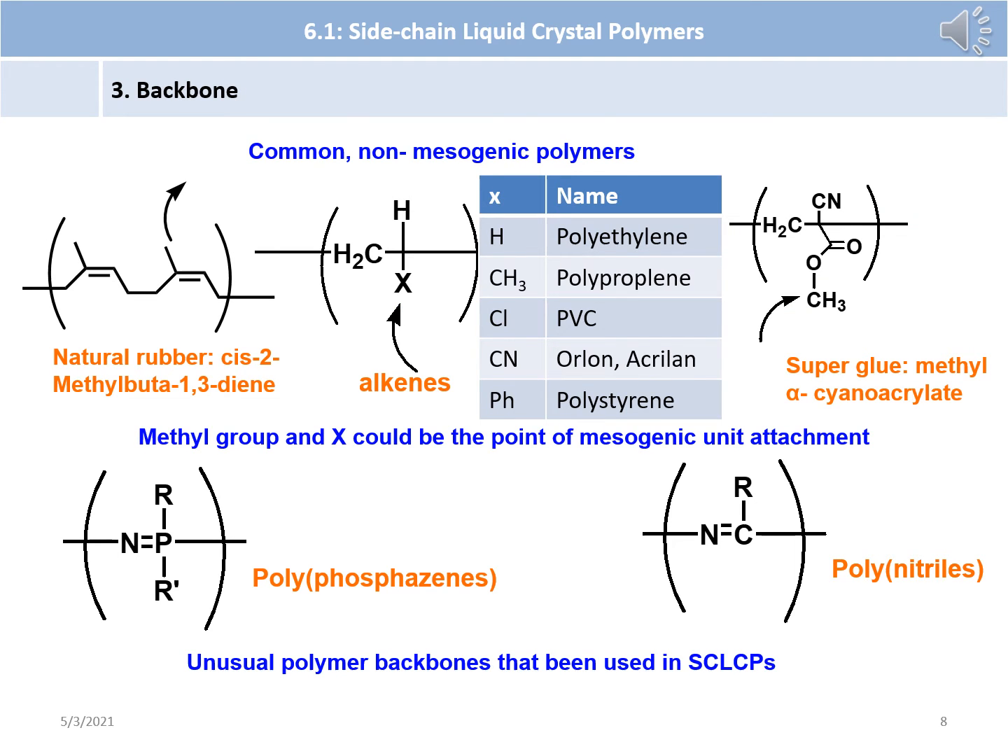The third component is the backbone. The top examples are common backbone but non-mesogenic polymers. The methyl group or the X could be the point of mesogenic unit attachment. The two examples on the bottom of the slide are unusual polymer backbones that have been used in side chain polymer liquid crystals.